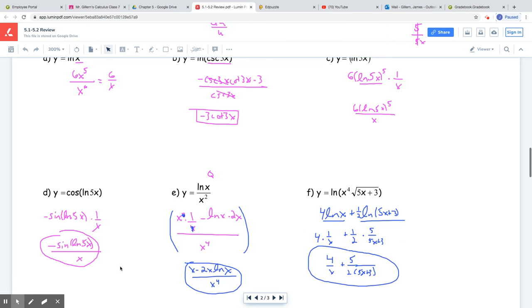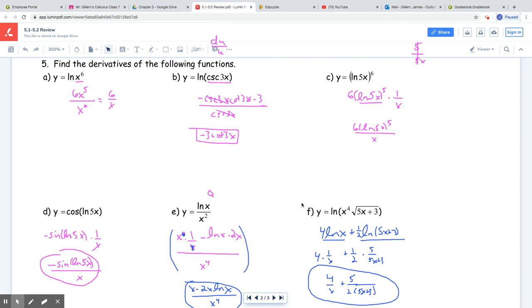Now, I'm not saying there's going to be 6 of them. I'll probably cut it down just a little bit, but these are the types of ones you want to make sure you do. All right. If you can do these 6, you're going to be good.